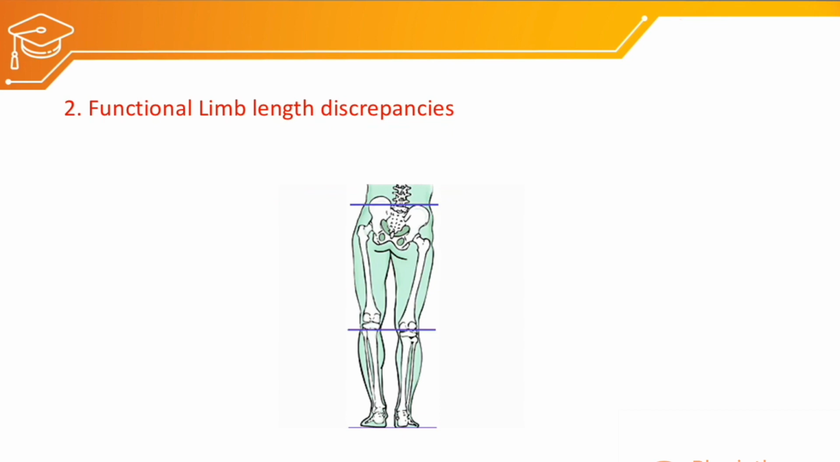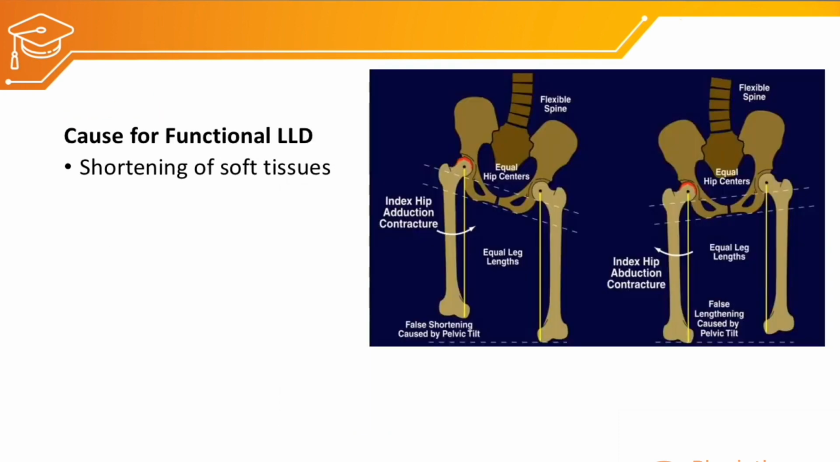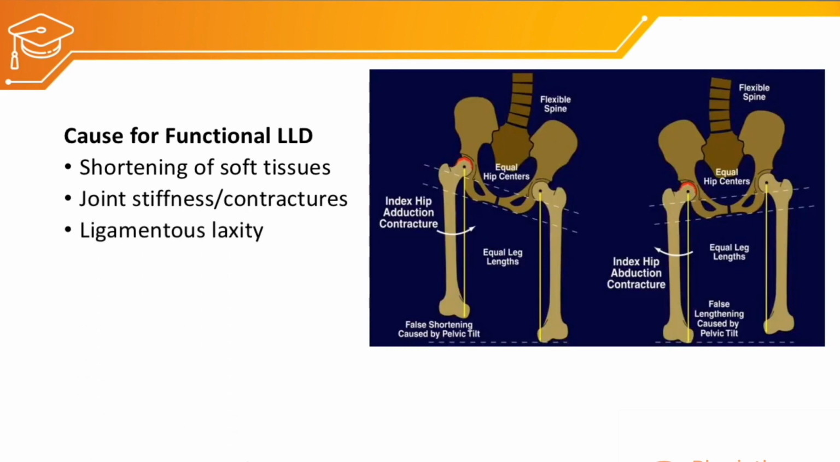As the name suggests, it is not because of the shortening of the bone, but because of the shortening of the soft tissues, or because of the stiffness of the joints and contractures of the joints. It also could be because of ligamentous laxity. It could be because of the malalignment of the bones or the structures.